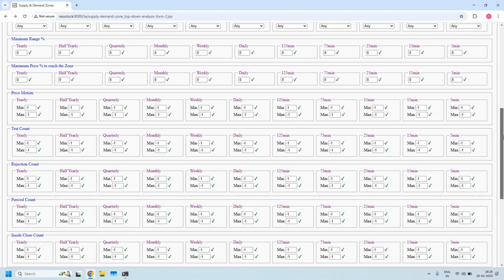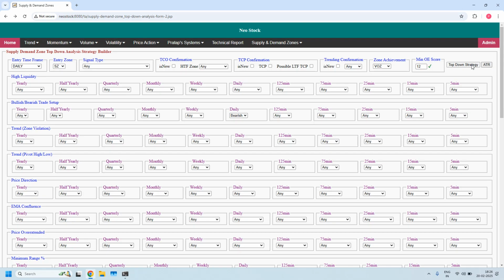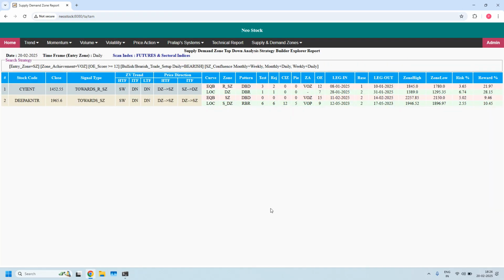With all the 3 filters enabled, LTF, ITF, HTF supply zone confluence, we got 2 stocks. In these 2 stocks, these daily supply zones are overlapped with the weekly supply zone. Both together are again overlapped with the monthly supply zone. But the monthly trend is sideways in both the stocks. So no need to check for EMA confluence because it won't give any advantage in a sideways trend. Okay, this is the bearish trade setup for monthly income trade.